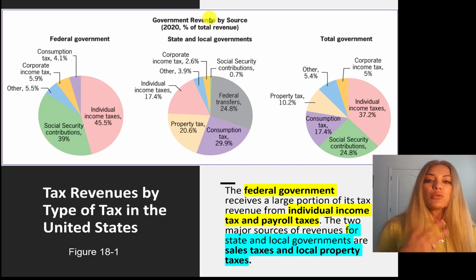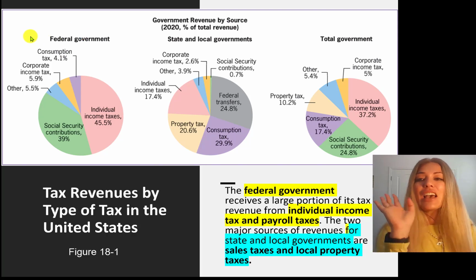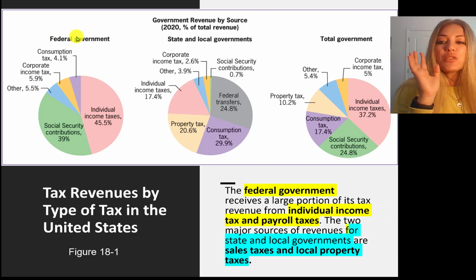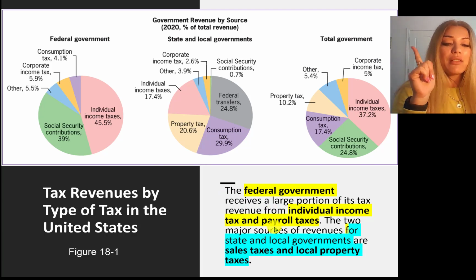So this is government revenue by source. So here we have the federal government. In the federal government, there's a pie chart. It shows that individual income taxes and social security contributions make up the largest portion of the total federal government revenue. So as we say here, the federal government receives a large portion of its tax revenue from individual income tax and payroll taxes. So in the second pie chart, you see state and local governments.